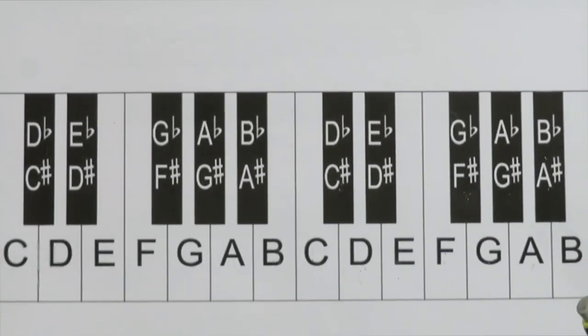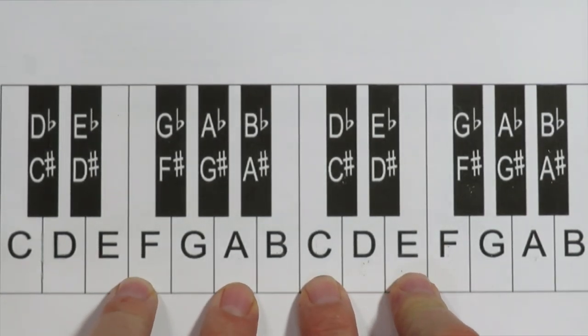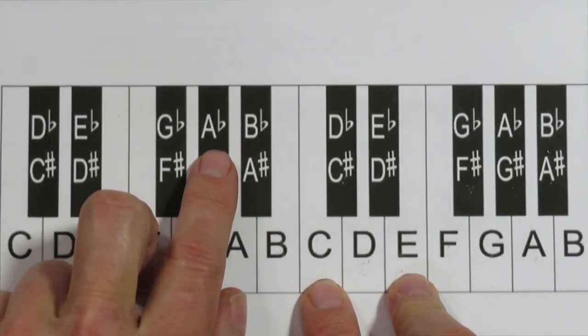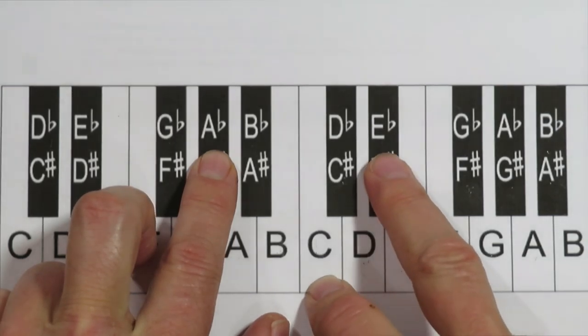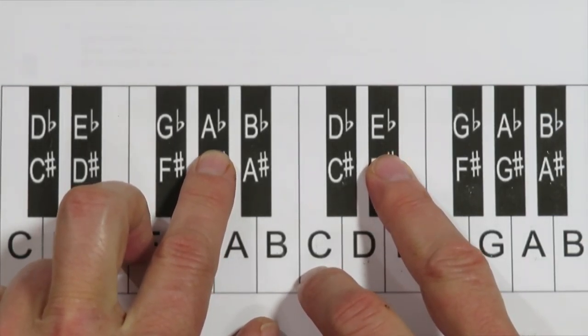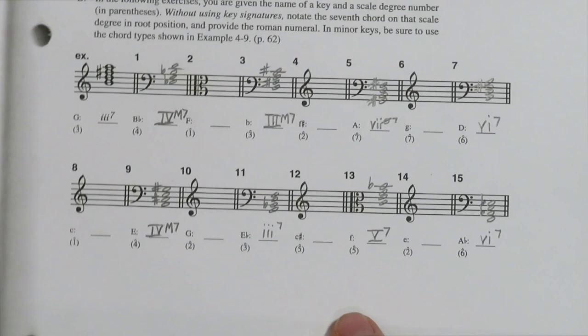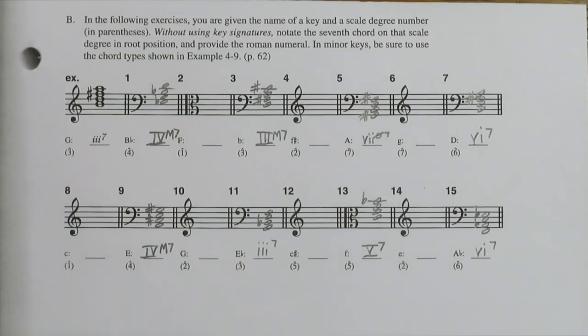And just to show you that, so you got the F, A, C, E natural, okay? That is your F major seventh chord. We just lowered the third and lowered the seventh, okay? So turn it into a minor seventh. All right, so we're done with this section, and I'll see you in the next one.